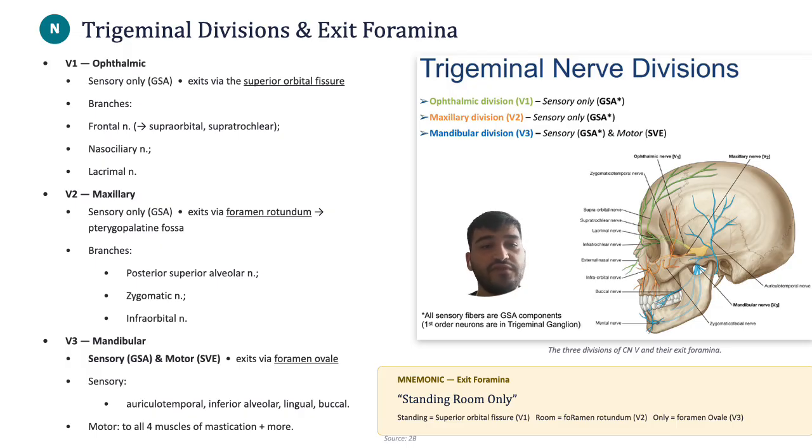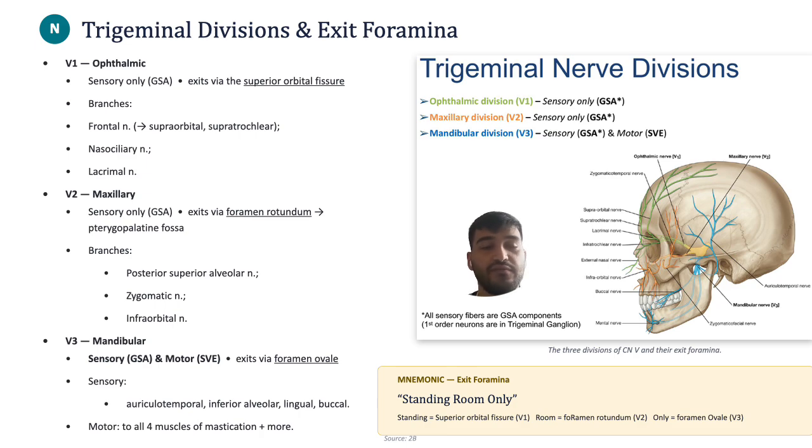Then we move on to V2, and that gives the branches. It exits via foramen rotundum and then gives off the branches of posterior superior alveolar, which is right here for your back molars, the zygomatic, and the infraorbital. And those are GSA as well. And then for V3, it's both GSA and SVE, and it exits via the foramen ovale. And then for the sensory branches, we have auriculotemporal, inferior alveolar, lingual, and buccal.